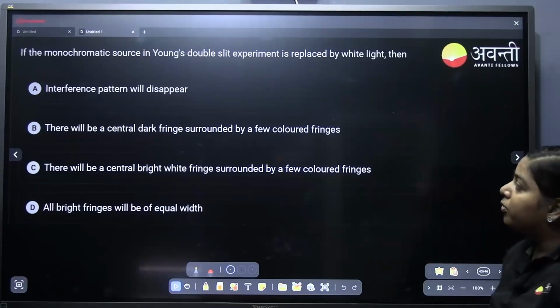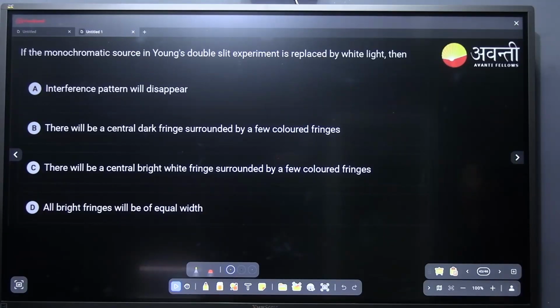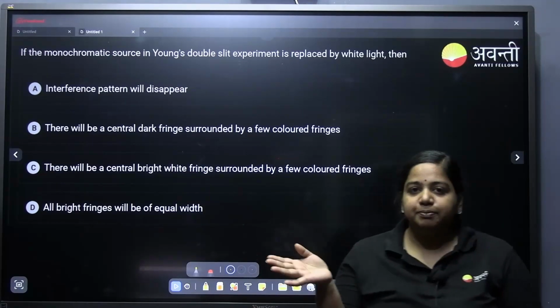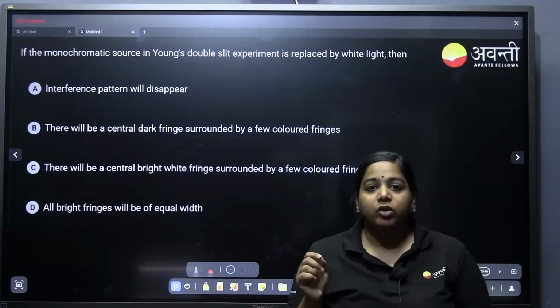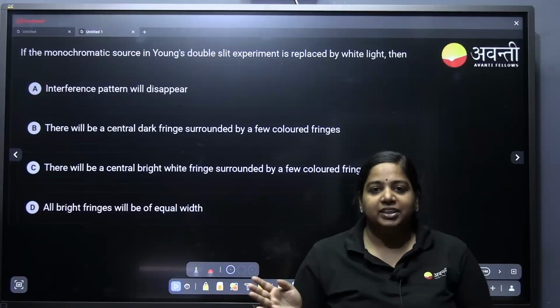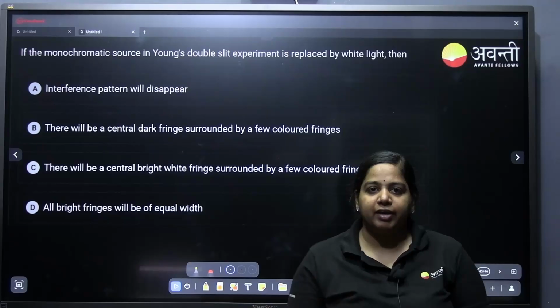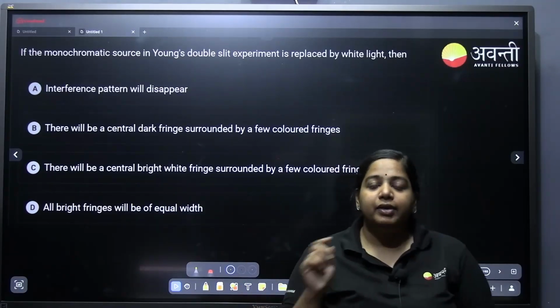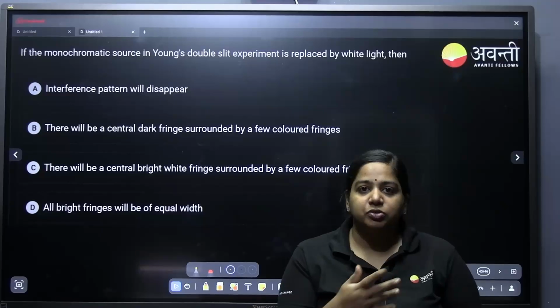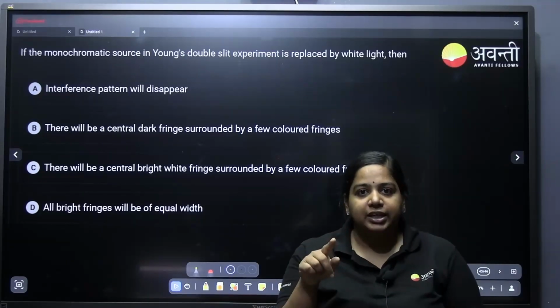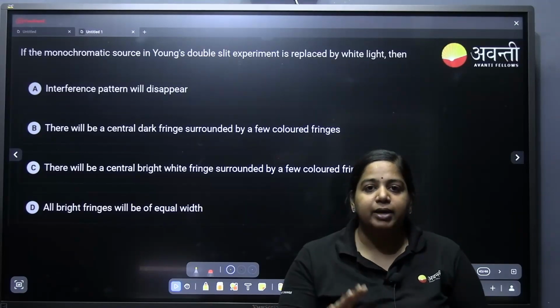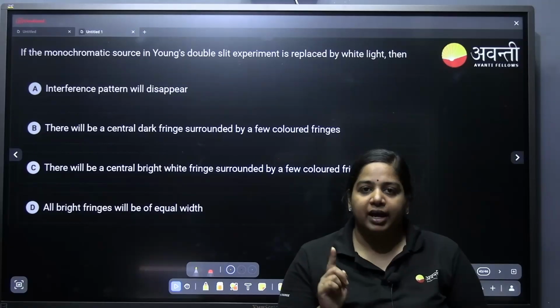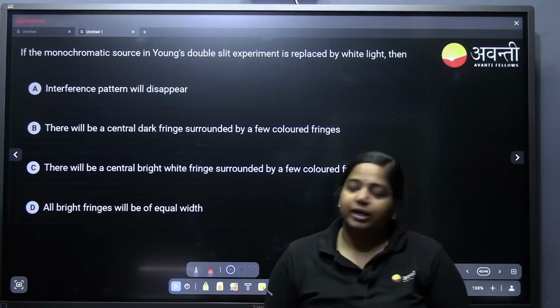Next one: if the monochromatic source in Young's double slit experiment is replaced by white light, then, okay, when white light is used for Young's double slit experiment, the central maxima will be white, because there will be zero path difference for all the wavelengths. If you take violet, indigo, blue, green, everything, the center will have zero path difference for everything. As you move away from the center, for different lambda, different path difference will happen. So the central maxima will be white, and as you move away, colors will start appearing.